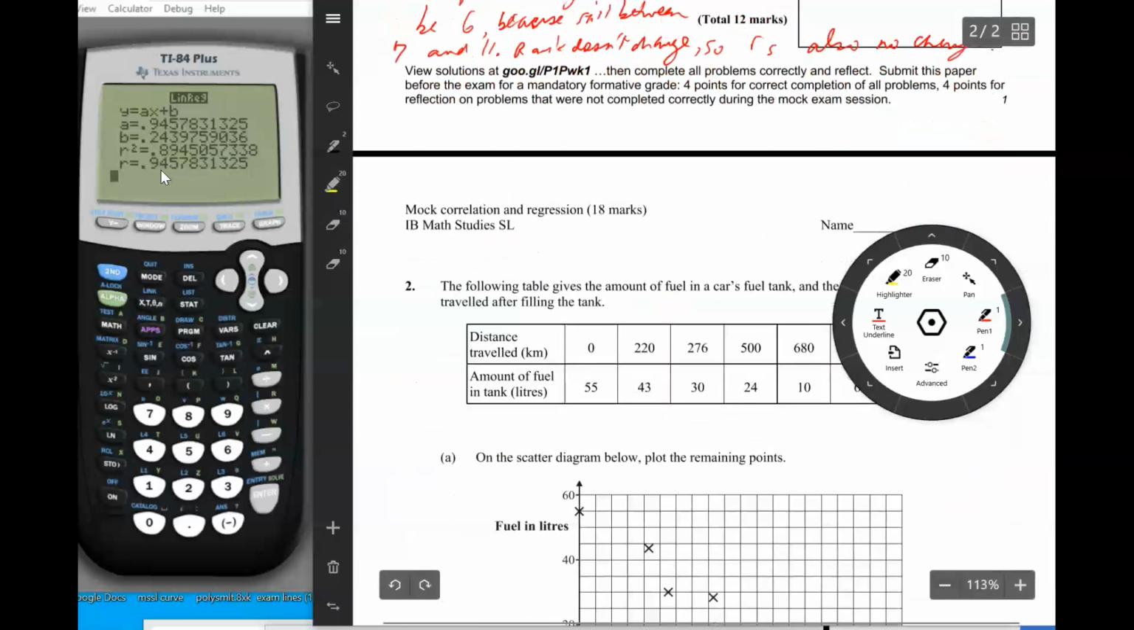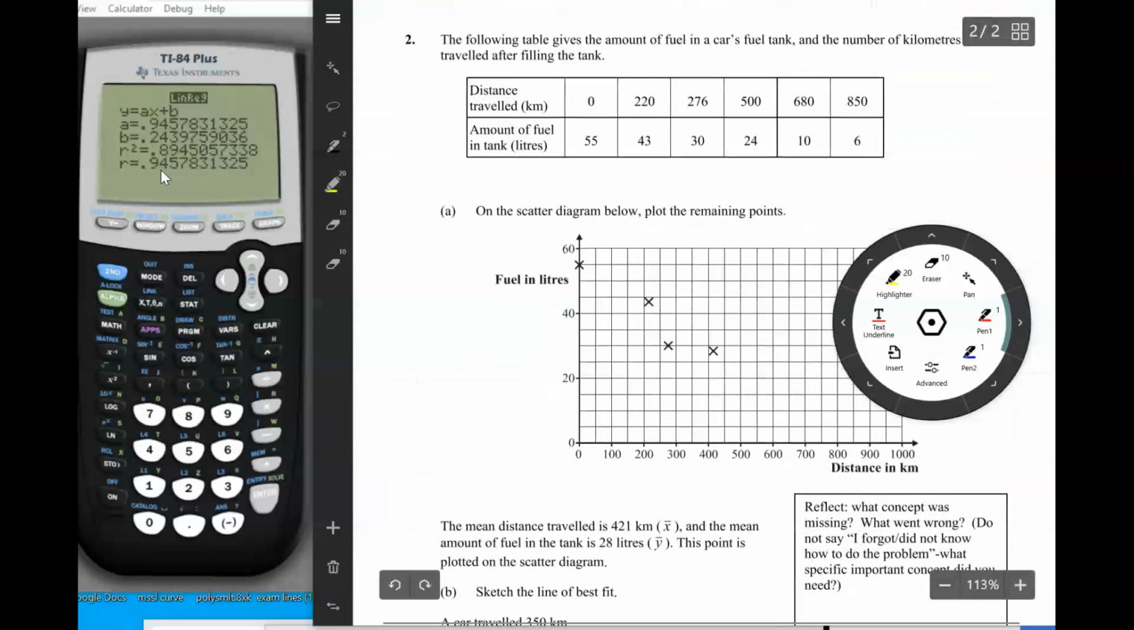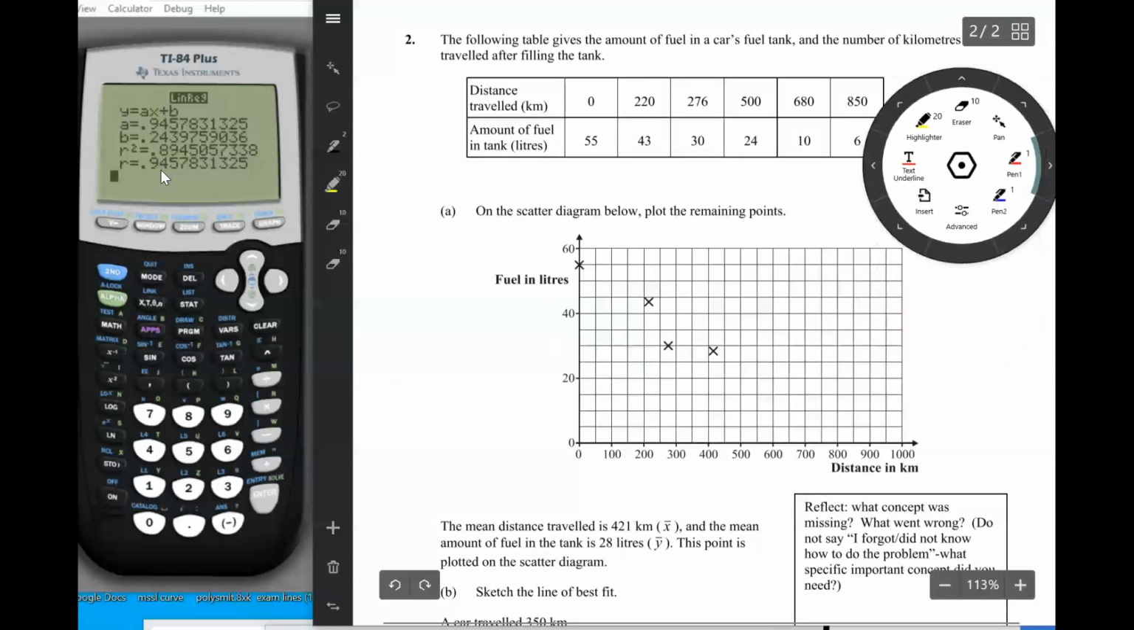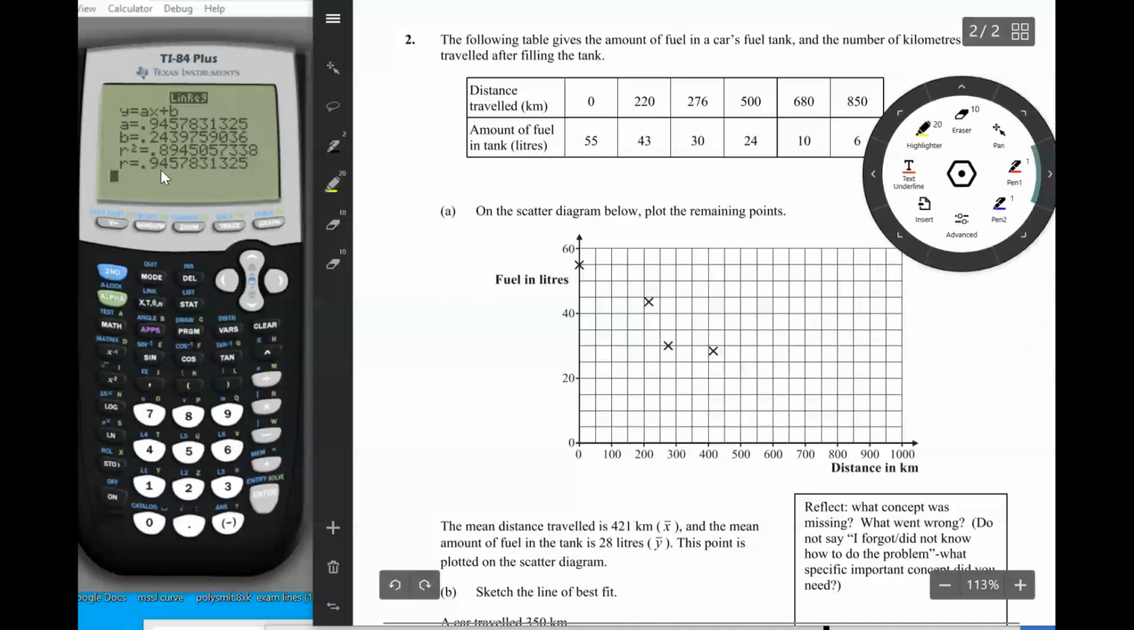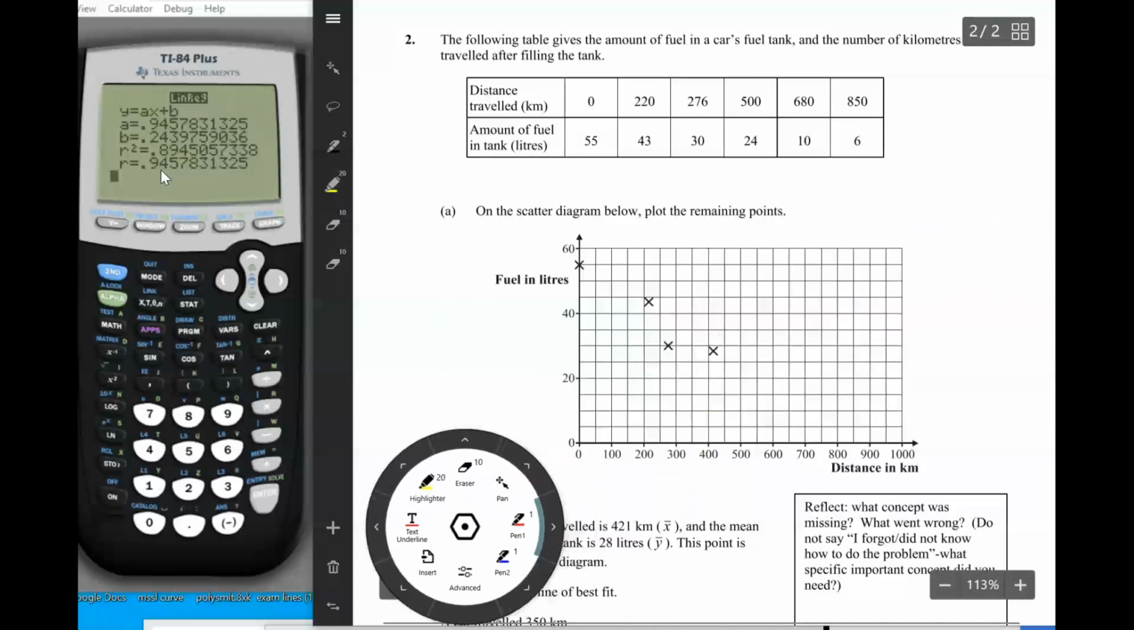Okay, let's go to number 2. The following table gives the amount of fuel in a car's fuel tank and the number of kilometers traveled after filling the tank. Okay, so it's kind of like the capacity of a gas tank. So we're going to graph these points, and usually they're going to give you the x coordinates first and the y coordinates second. And they've already graphed some of these points, so we can actually check which ones just to make sure that it's x on top and y on bottom.